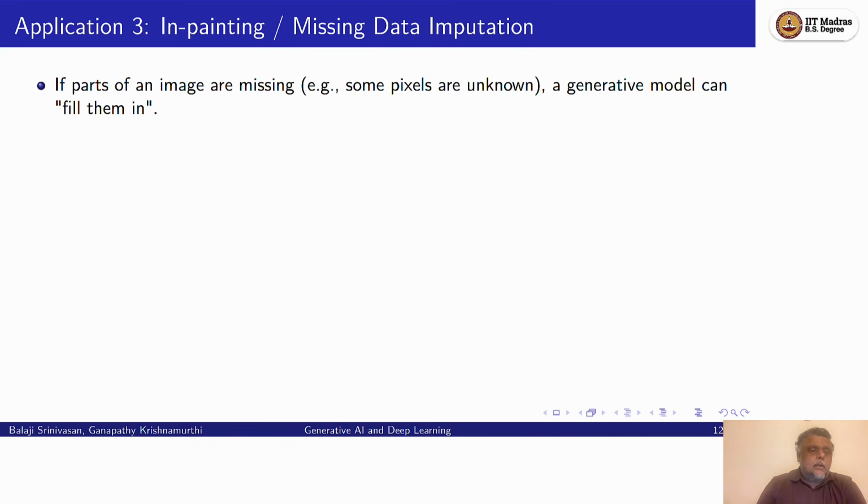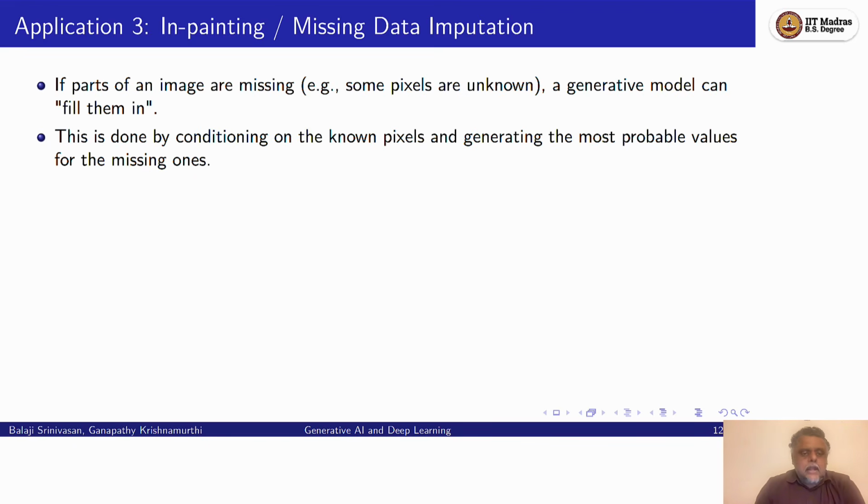The other application would be inpainting. If you are looking at parts of an image, and let's say some pixels are missing or unknown, you can use a generative model to fill them in. The generative model can generate the missing pieces. How does it do that? This is done by conditioning on the known pixels. You formulate the conditional probability of the unknown pixels given the known pixels, and then generate the most probable values for the missing ones.